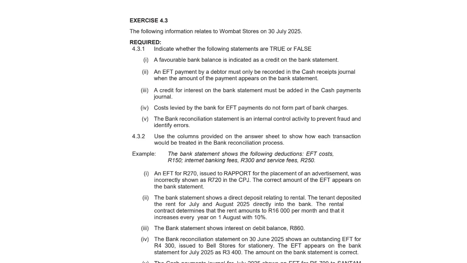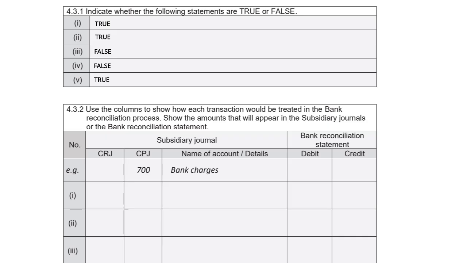Now we're going to do exactly that for the following transactions. I will read the transaction and we will enter it step by step on our answer sheet. So go to your answer sheet on the next page. Let's record our first transaction. An EFT for 270 Rand issued to Report for the placement of an advertisement was incorrectly shown as 720 Rand in the CPJ. The correct amount of the EFT appears on the bank statement.